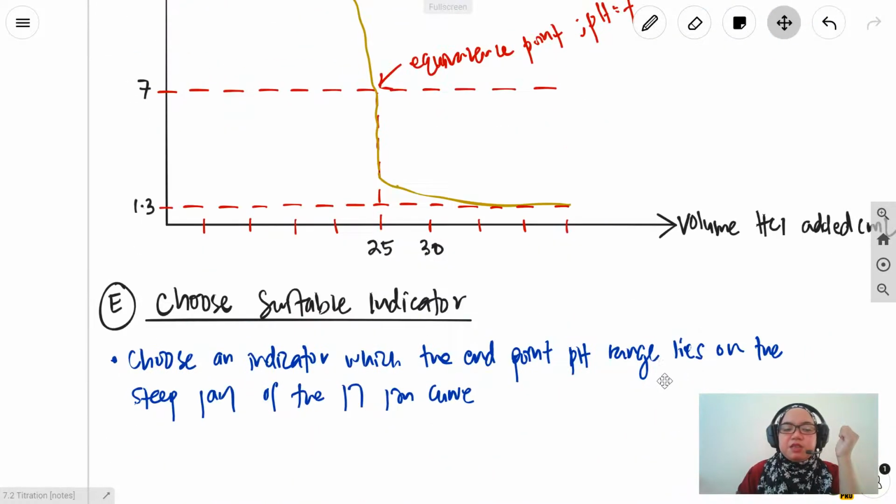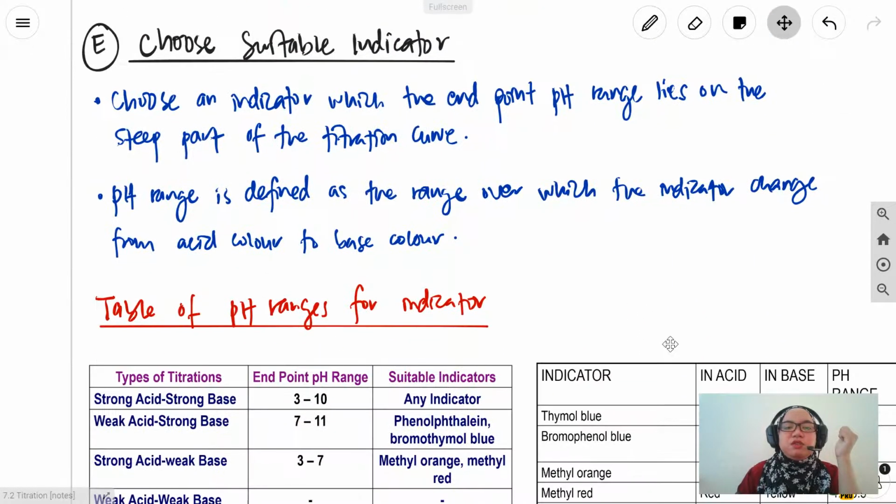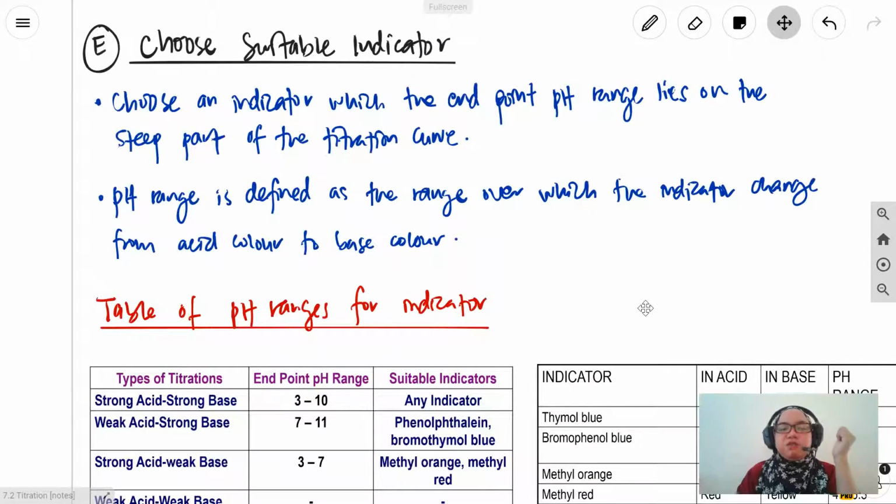Okay, remember. Okay, so lastly, we are going to look at how to choose a suitable indicator. So choose an indicator which the endpoint pH range lies on the steep part of the titration curve. Okay, and the pH range is also defined as the range over which the indicator changes from acid color to base color or from base color to acid color. Depends lah apa kita punya analyte kan. Kalau analyte kita yang dekat dalam conical flask tu base, so from base to acid color. Kalau analyte kita tu acid, so from acid to base color.